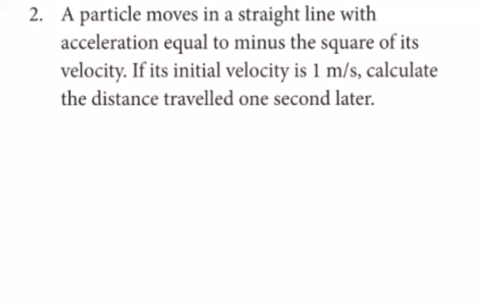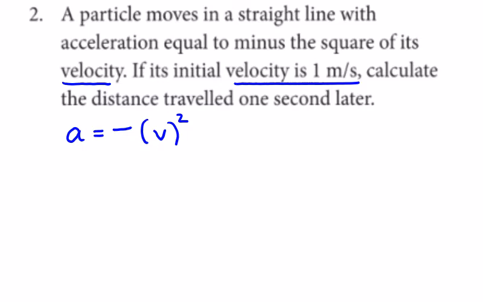So in this question we have a particle moving in a straight line with acceleration equal to minus the square of its velocity. Minus the square of its velocity is acceleration, and it tells us if initial velocity is 1, calculate the distance traveled 1 second later.